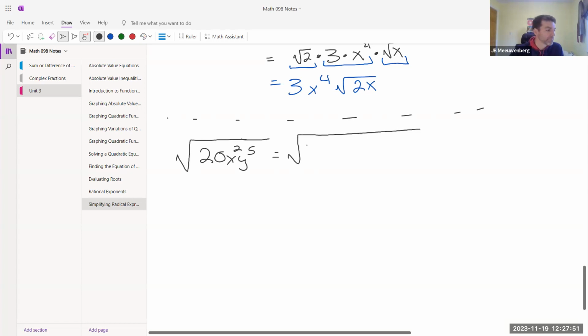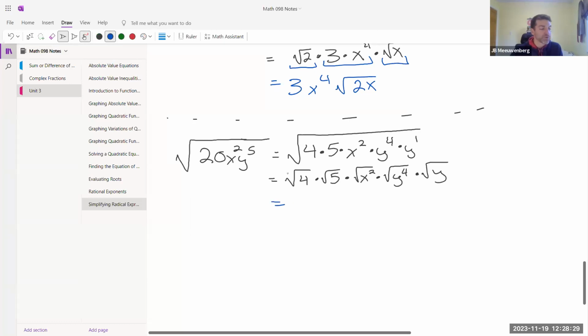I'll keep going. I made 20 into 4 times 5. I left x squared alone because it's even. I made y to the 5th into y to the 4th times y to the 1st. I broke this up into 5 separate radicals: radical 4 times radical 5 times radical x squared times radical y to the 4th times radical y.